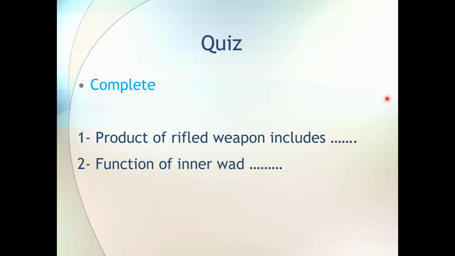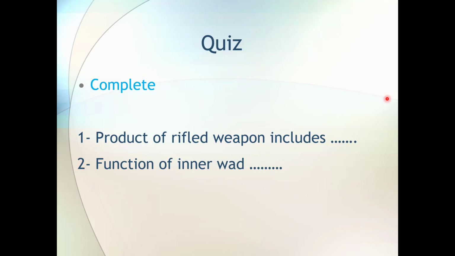Complete: products of rifled weapon include what? Products of rifled weapon include gases such as carbon monoxide, carbon dioxide, hydrogen sulfide. Also, burned powder particles which lead to smoke and blackening at the inlet, unburned powder particles which lead to tattooing at the inlet, also greasy substance, waxy substance, and the bullet.